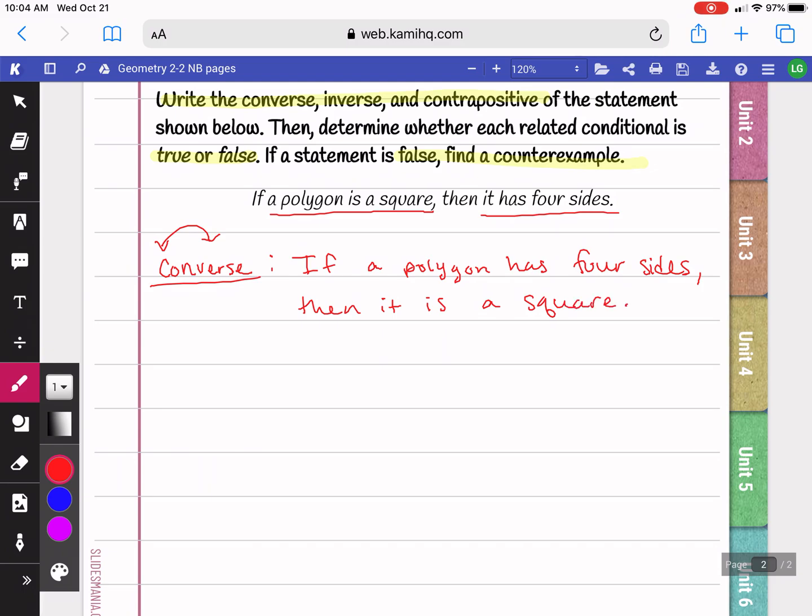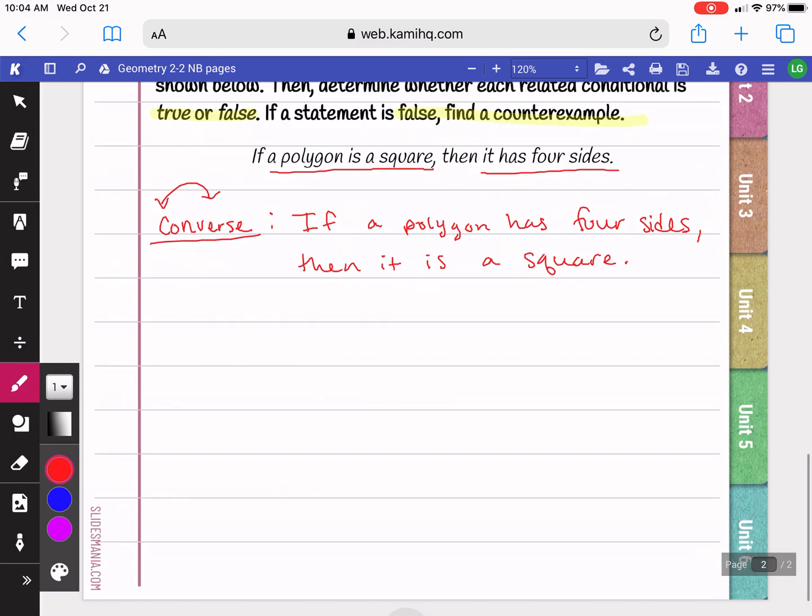So we're just switching the order of how they wrote the problem. It doesn't have to be word by word like mine. We could say if a shape has four sides, then it's a polygon that is a square. As long as you're switching the four sides and the square, that's the important part here.